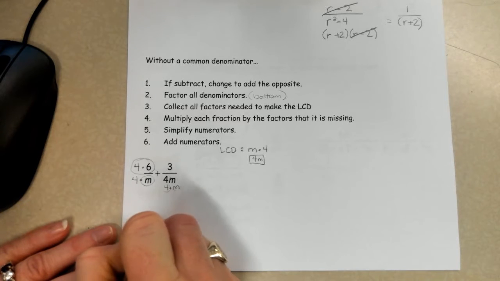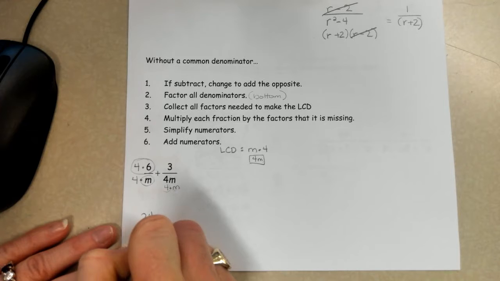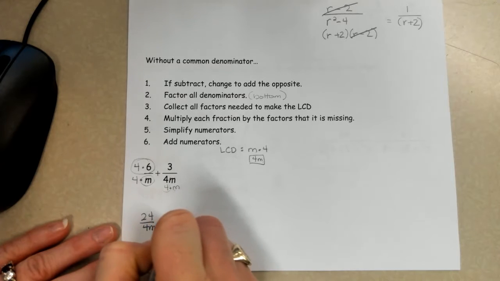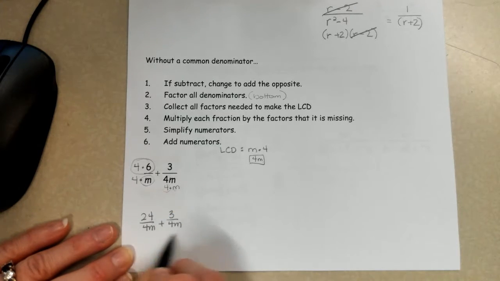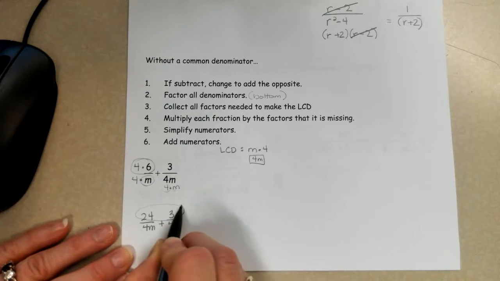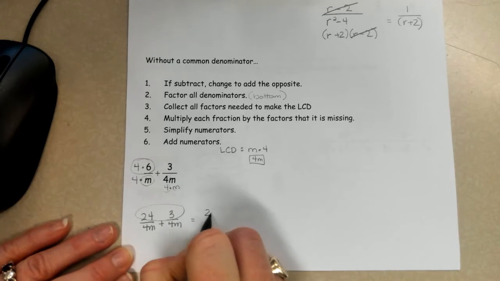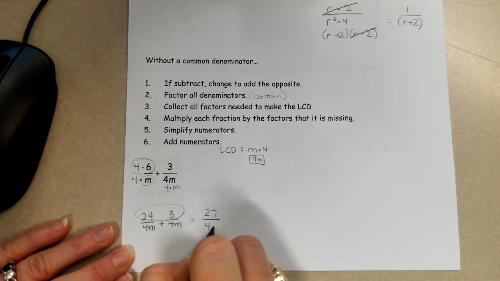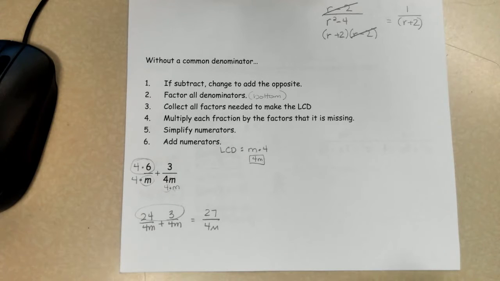So I have 24 over 4m plus 3 over 4m. And now that I have the same denominators, I add the numerators. So 27 over 4m. And 27 and 4 do not have any common factors to simplify away, so that would be the end of the math problem.